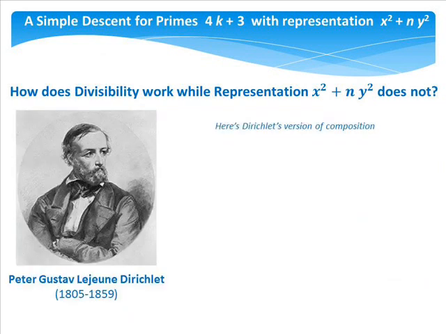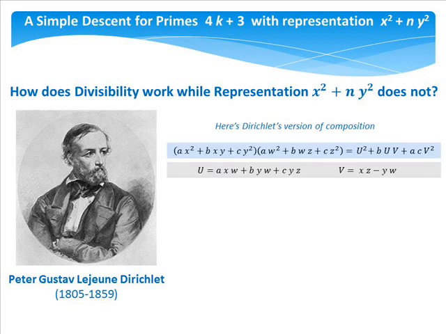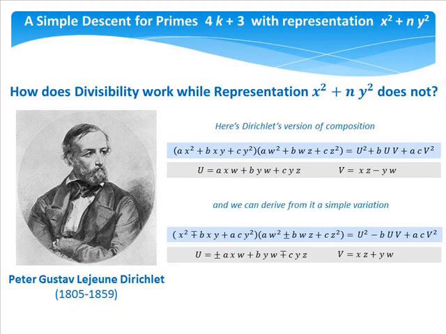So let's now take a look at Dirichlet's version of composition. Here, we still have the same coefficients a, b, and c, but different variables, x and y in one equation and w and z in the other. Through the application of Dirichlet's transformation, we can reshape this quartic equation into a quadratic form. Furthermore, as an extension, we can derive a variation where the second terms of each quadratic equation feature opposite signs.